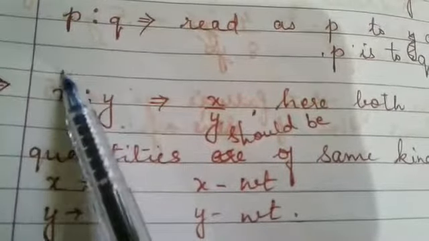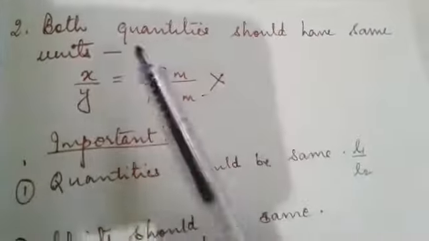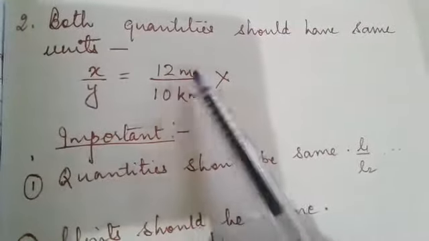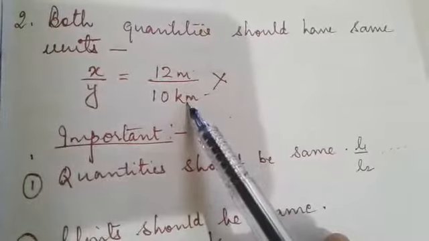For example, you can compare length with length only. You cannot compare length with breadth. You can compare weight with weight, height with height, and units also should be the same. So we'll see here, both quantities should have the same units. X upon y means 12 meter upon 10 kilometer. It's wrong because one is in meter and the other is in kilometer.